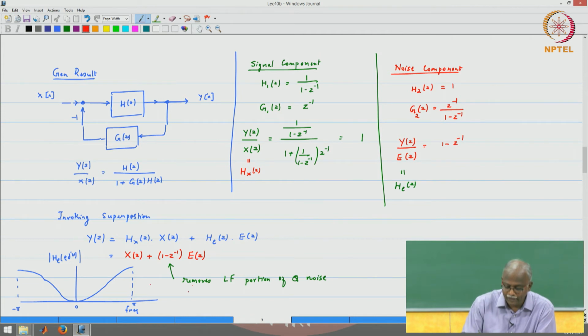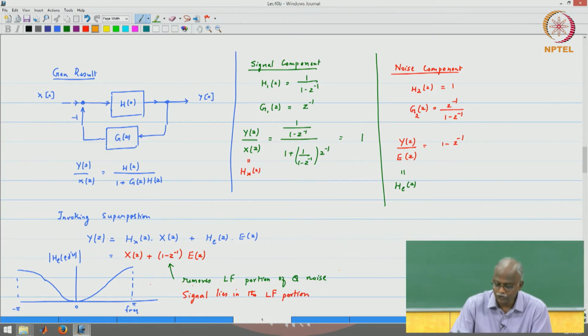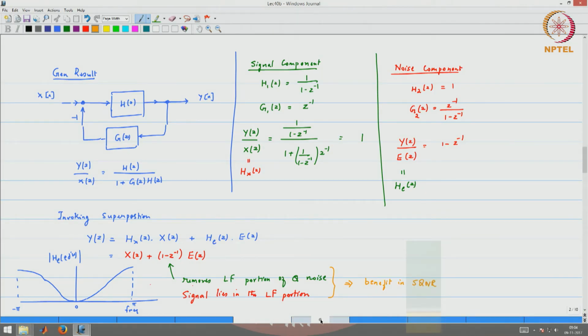Important to also highlight, the signal is lying in the low frequency portion. Signal lies in the low frequency portion of the spectrum, which means that the effective signal to quantization noise ratio is now going to improve. So, the combination of these two says I am going to see a benefit in SQNR. Okay. So, how much of a benefit and how will we leverage it, that is something we would like to quickly quantify.